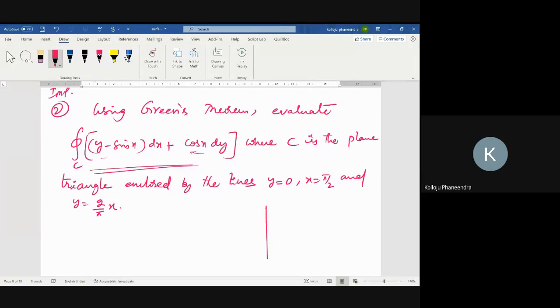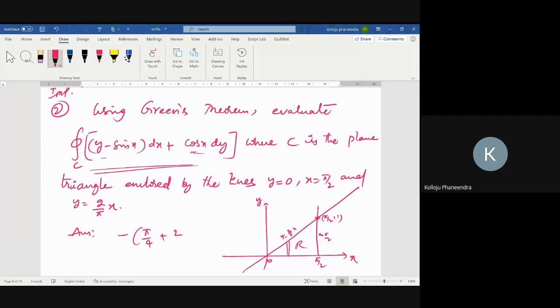Okay, so what is the shape of the figure here? y equal to 0 is nothing but the x axis. x equal to pi by 2 is a line parallel to the y axis. This is pi by 2 if I take, and y equal to mx line, this is y equal to 2 by pi x, and this is x equal to pi by 2. Therefore this point has x value pi by 2 and y value 1. This is the region R. That's it. You consider vertical strip and evaluate it. The answer I'm giving is minus of pi by 4 plus 2 by pi.